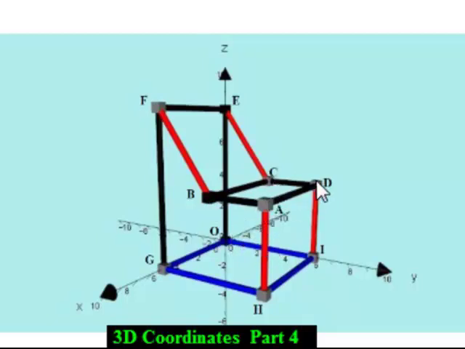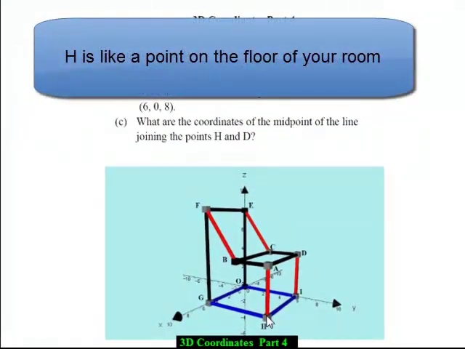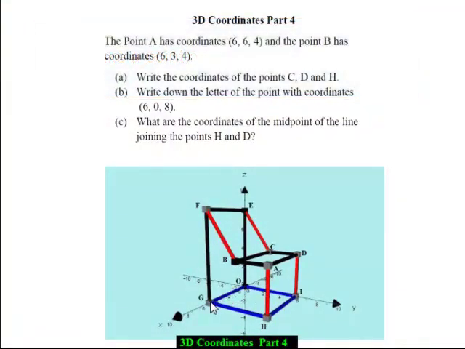What about D? It's also in the YZ plane. So the x value would be 0. So we'll be coming along the y-axis 6 units, and parallel to the z-axis 4. It's the same height as C, B, and A. The point H, which plane is it in? Well, it's in the XY plane, so it's like a point on the floor of your room. It'll have 0 z value. The x value would be 6, and the y value would be 6. So it would be 6, 6, 0.